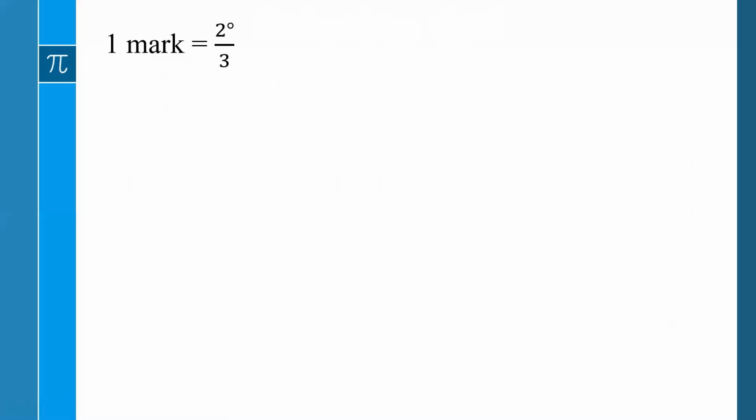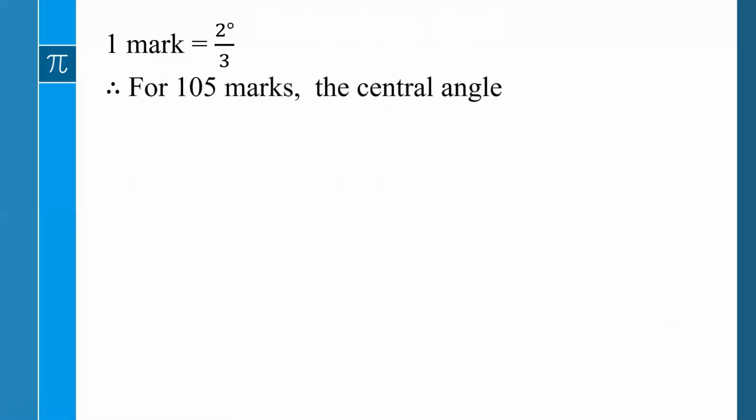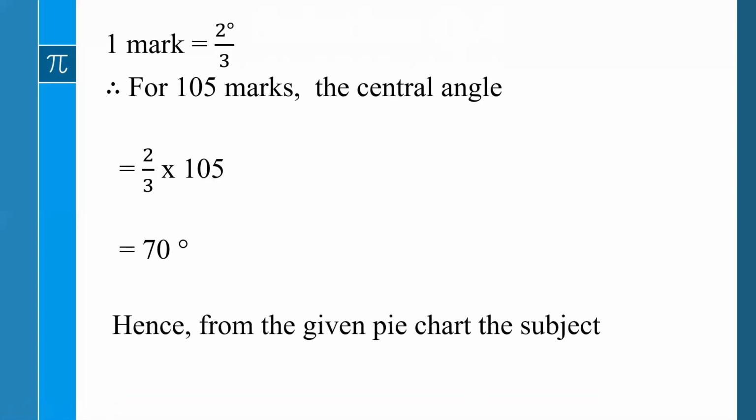So using the unitary method, for 105 marks, the central angle is equal to 2 upon 3 multiplied by 105. So reducing further, we'll be getting 70 degree, because here 3 ones are 3 and 35 3s are 105, and then 35 into 2 will be 70 degree. So from the given pie chart, the subject is Hindi for 70 degree.